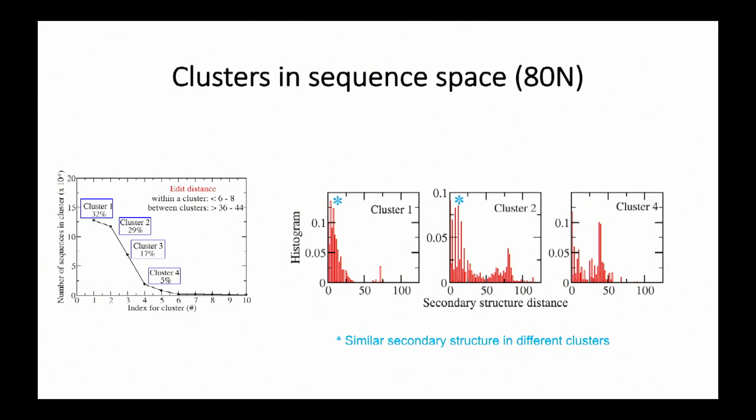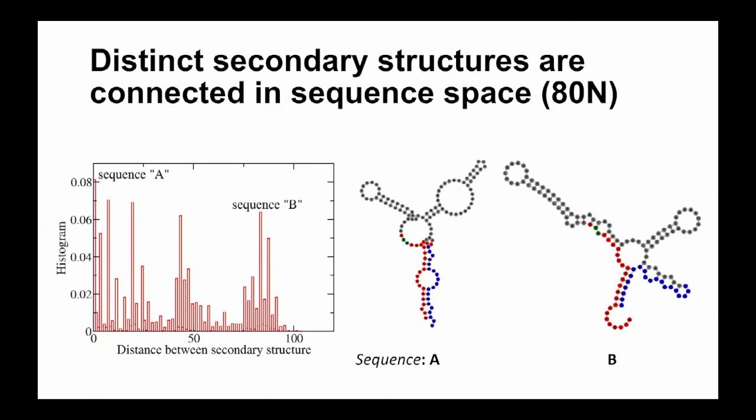However, between clusters the situation is not nearly as simple, because the clusters differ quite a bit. It takes 36 to 44 mutations to bring you from one cluster to another, and we don't have a real path between clusters. But within a cluster, again, you see that there is this structure A and structure B. These are sequences similar to A, and these are sequences similar to B. So again, we see that refolding, restructuring is possible.